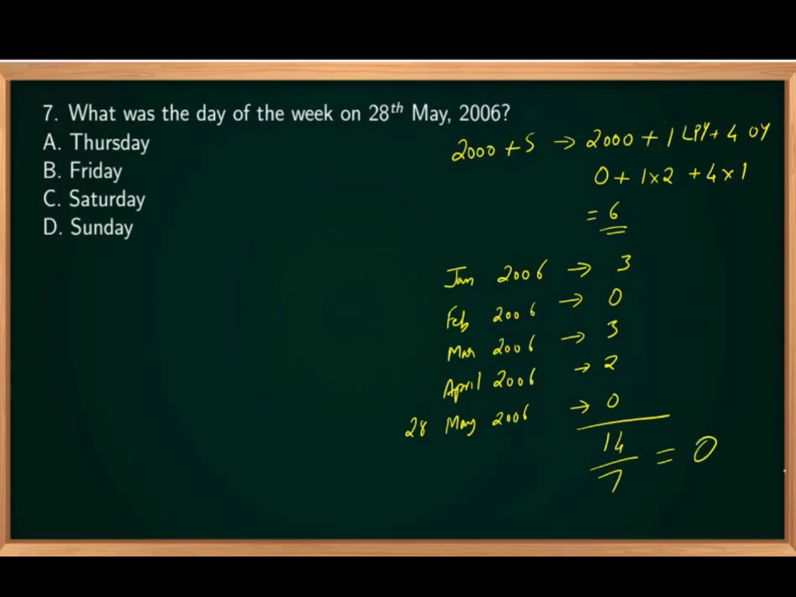So 0 means Sunday. In the order itself, 0 means Sunday, 1 means Monday. Like that only. So we get the answer as 0. So here, option D.